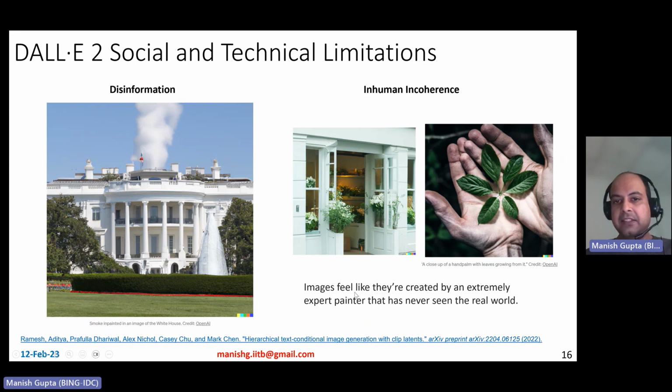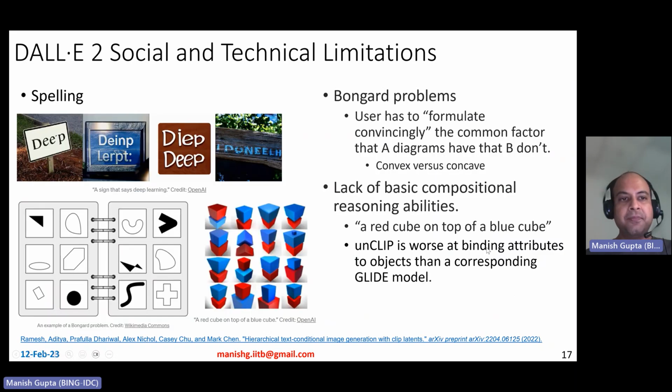It can also generate inhuman, incoherent images. Basically, it can generate images that feel like they are created by an extremely expert painter that has never seen the real world. If you look at the placement of the windows and doors here, in some sense, they make no architectural sense at all, although it looks cute. Similarly, if you look at this image, it shows the hand so nicely. However, if you notice, the plant is going out of nowhere. The two hands seem to have been conjoined or merged somewhere here, right? Showing a completely unnatural image. DALL-E 2 can also lead to incorrect spelling. So a sign that says deep learning, and you see these spellings are completely incorrect.